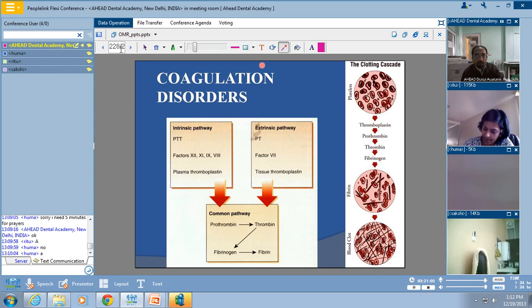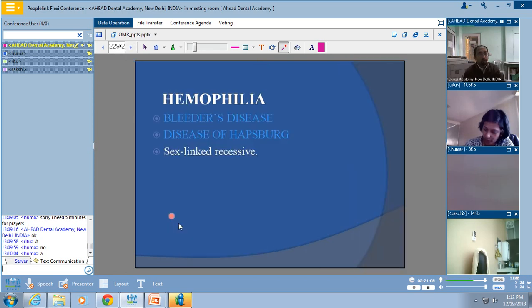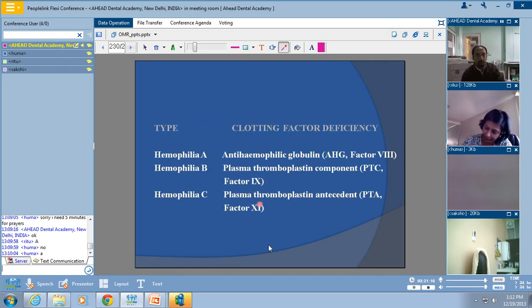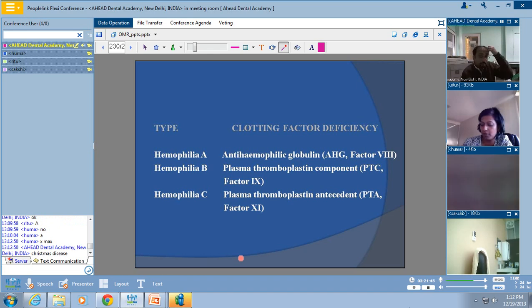Hemophilia is also called Bleeder's disease or disease of the Habsburgs. It's a sex-linked recessive disorder. There are three types, A, B, C. We all know hemophilia A, factor 8 deficiency. Hemophilia B is factor 9 deficiency. What is the other name of hemophilia B? Well, the season is coming, it's Christmas disease. Hemophilia B is also called Christmas disease. And hemophilia C is deficiency of factor 11.